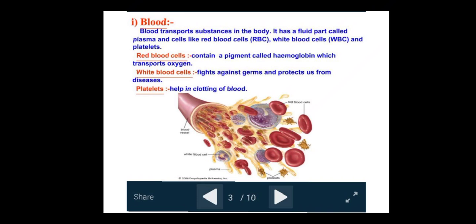And what is platelet? Platelets help in clotting of the blood. Whenever we get injured, after some time our blood starts to clot. If our blood clots, then our blood will not start to bleed again. So platelets help in clotting of the blood.